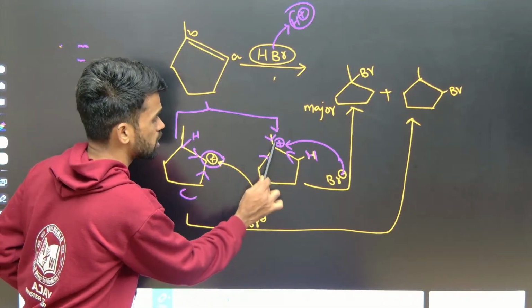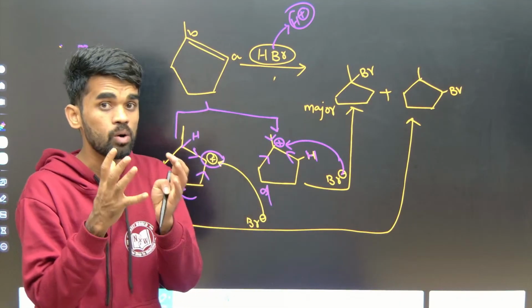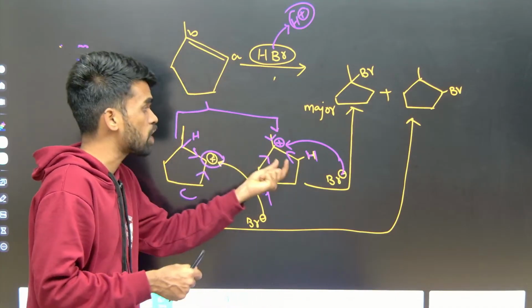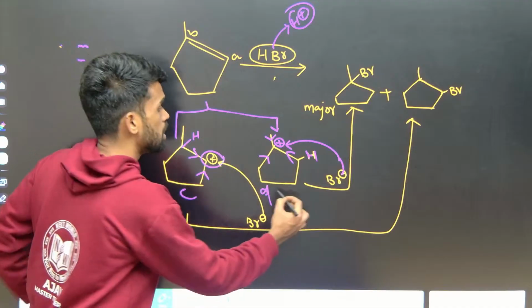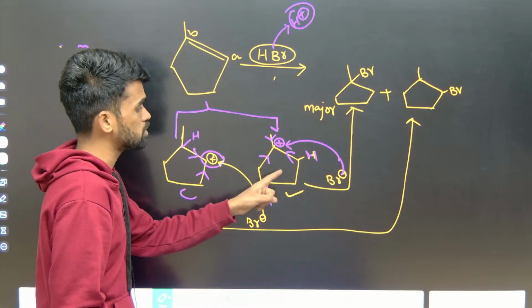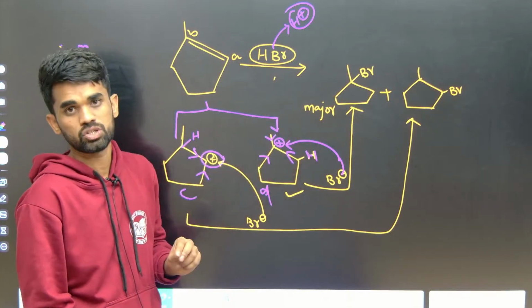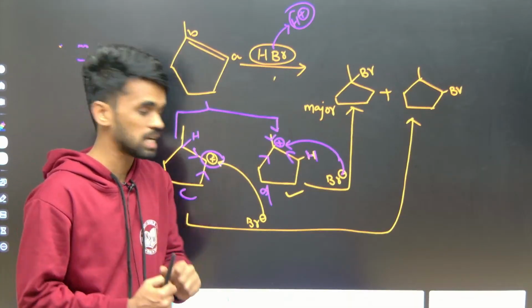Out of these, the tertiary carbocation is more stable. See how important it is. It is very important to understand the stability of carbocation. Which carbocation is more stable? This tertiary one. That is why it is forming majorly, and the product formed from that will be considered as major. Okay, hope the discussion is clear right now.